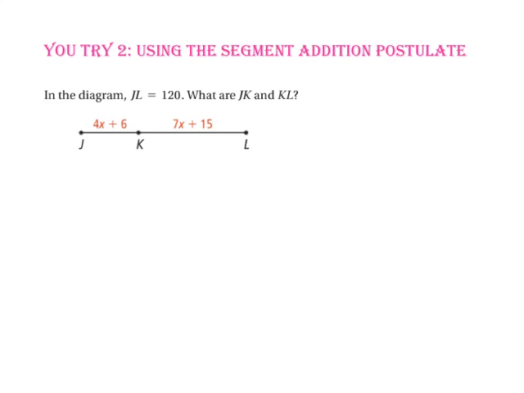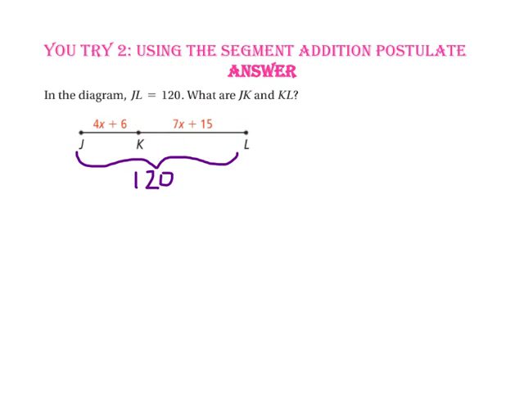Go ahead and pause the video and try number 2. Okay, let's see how you did. Here, they tell us that the length of segment JL is 120 units. We want to know the length of segment JK and the length of segment KL. Well, segment JK's length is 4x plus 6, and segment KL's length is 7x plus 15.